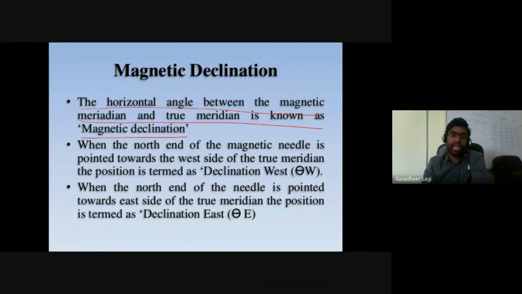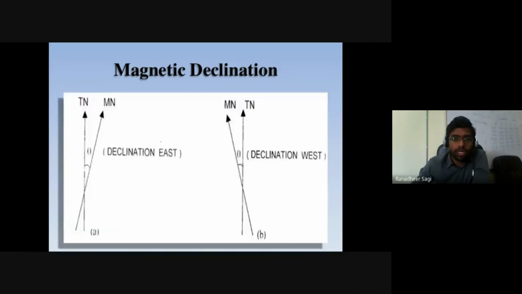So that horizontal angle made between your magnetic meridian and true meridian is what we call your magnetic declination. This magnetic declination sometimes could be towards the west, or sometimes towards the east. I'll show you the picture I am referring to. Look here. This is the true north direction, which represents your true meridian, and MN indicates your magnetic north direction, which represents your magnetic meridian.